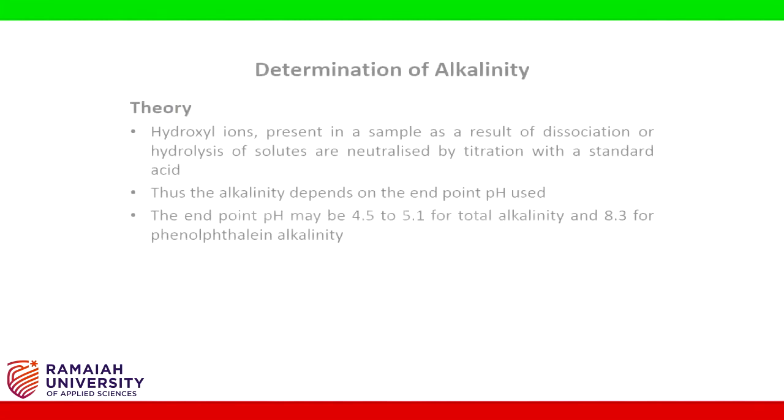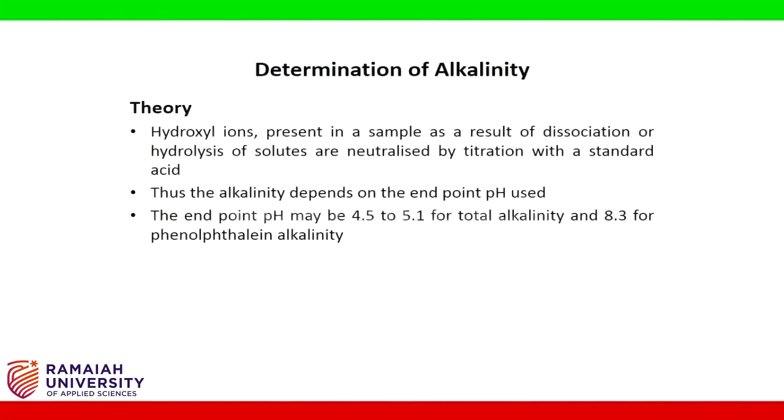Hydroxyl ions present in a sample as a result of dissociation or hydrolysis of solutes are neutralized by titration with a standard acid. Thus, the alkalinity depends on the endpoint pH used. The endpoint pH may be 4.5 to 5.1 for total alkalinity and 8.3 for phenolphthalein alkalinity.